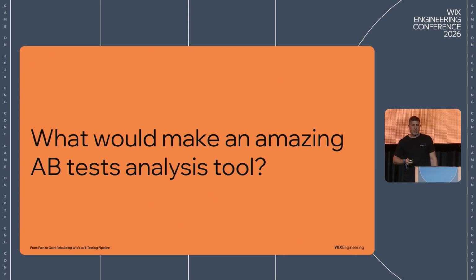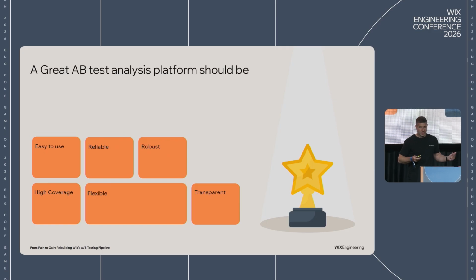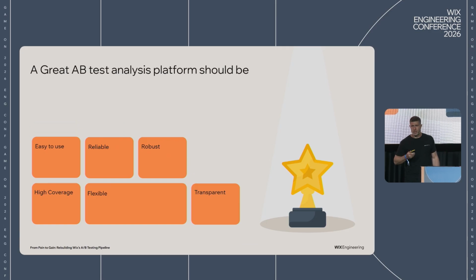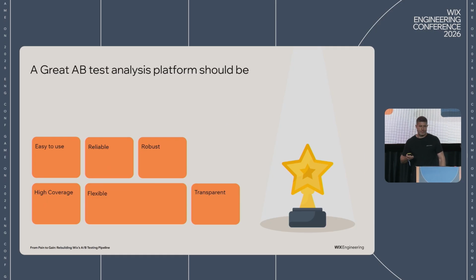So we thought to ourselves, what will make an amazing A/B testing analysis tool? And we came up with 6 key pillars that we believe are essential for the new platform. It needs to be easy to use. It needs to be reliable. Obviously, after the long prologue we had on maintenance, it must be robust. We need to have high coverage, meaning that we need to catch as many data cases as we can. It needs to be flexible and also transparent, meaning that users will be able to see the experiment status at every single point along the day. So let's break it down one by one and see how we covered all of them.